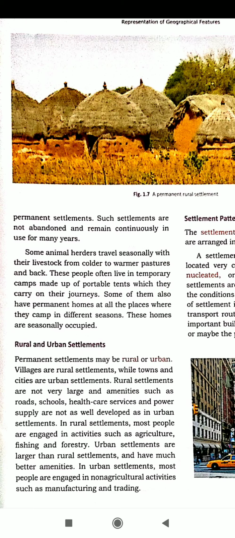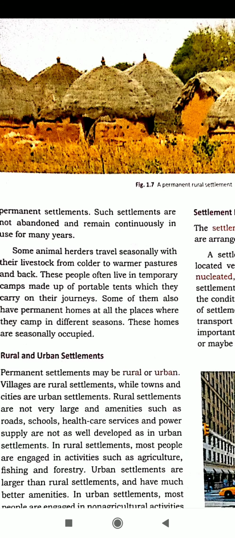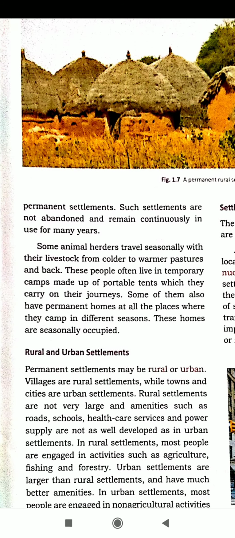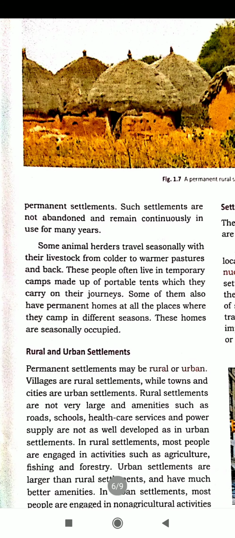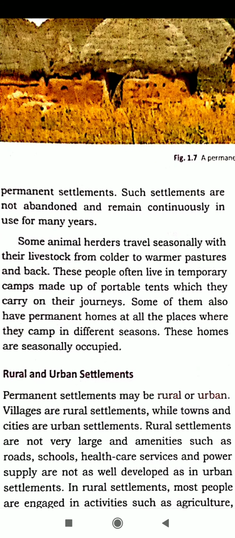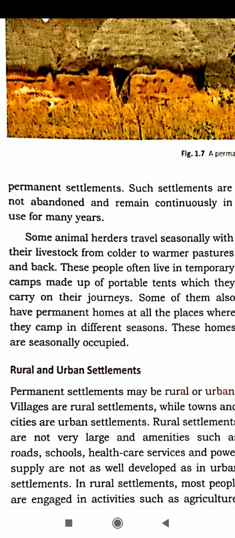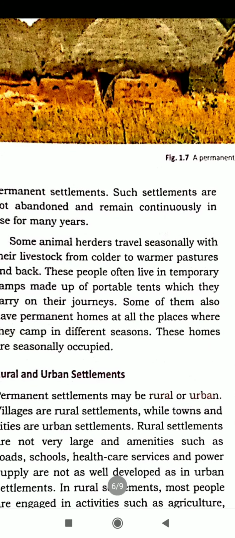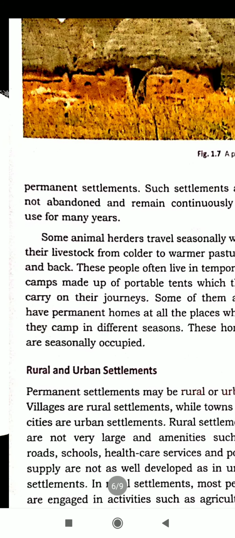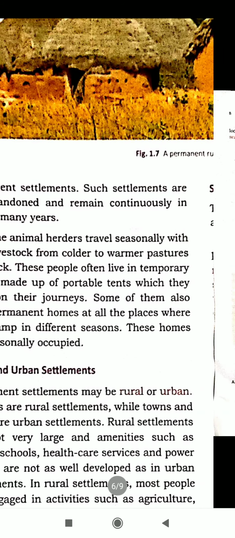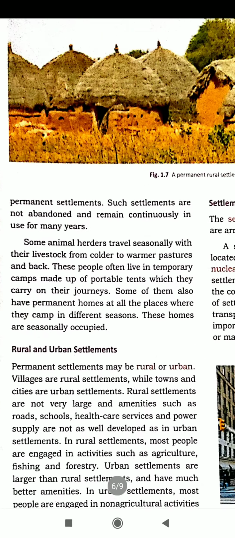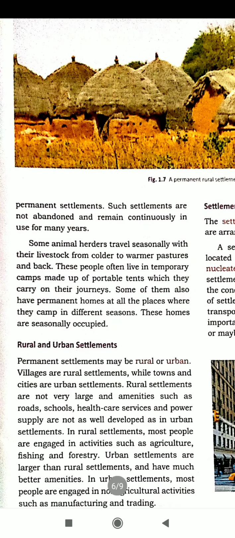We live there. Some animal herders travel seasonally with their livestock from colder to warmer pastures and back, and these people often live in temporary camps made up of portable tents which they carry on their journey. Some of them also have permanent homes at all the places where they camp in different seasons. These homes are seasonally occupied.